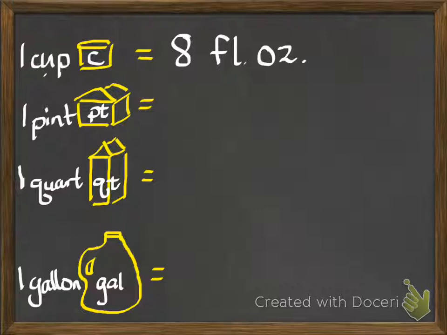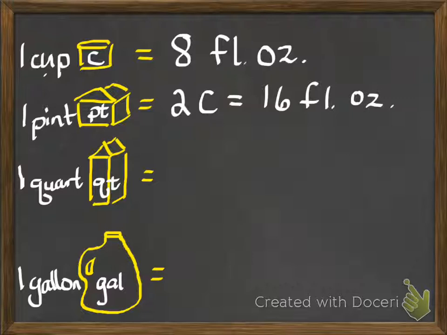1 pint is the same as 2 cups. Okay, 1 pint equals 2 cups. So if you put 2 cups together, that equals a pint, which is the same as 16 fluid ounces. And I know that because I can multiply 2 times 8, and that would equal 16.